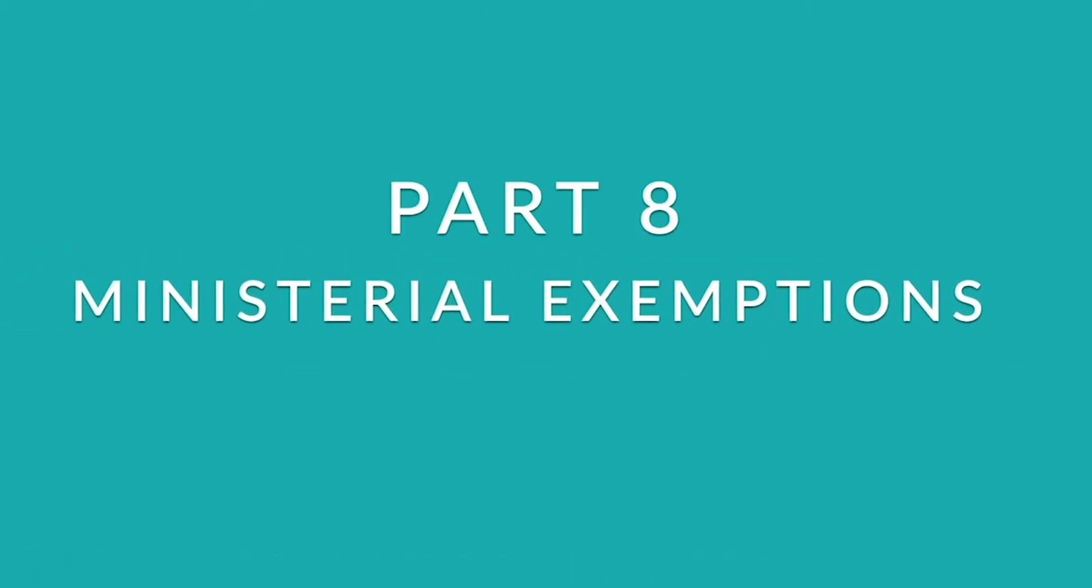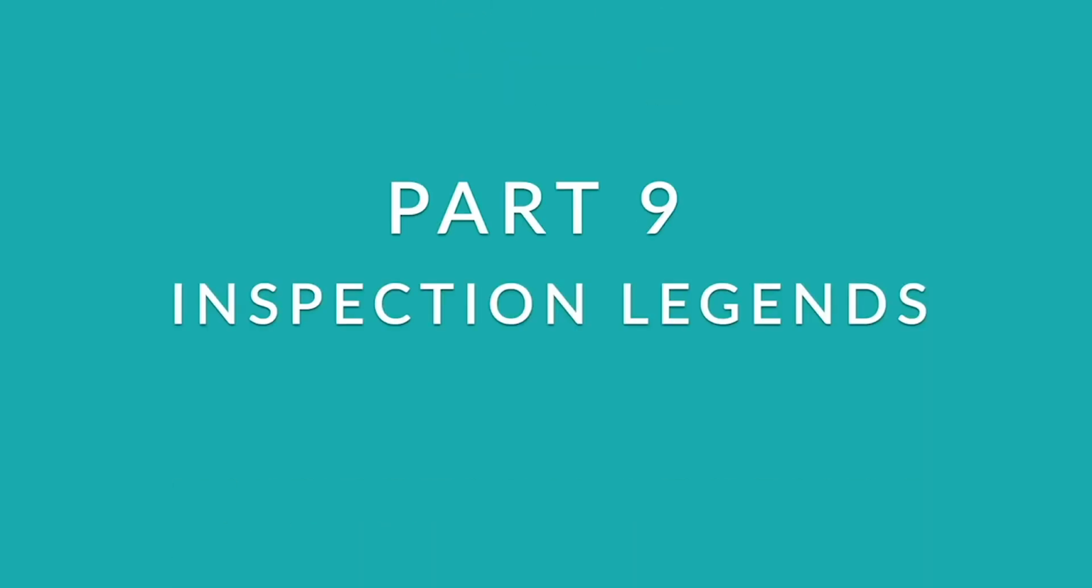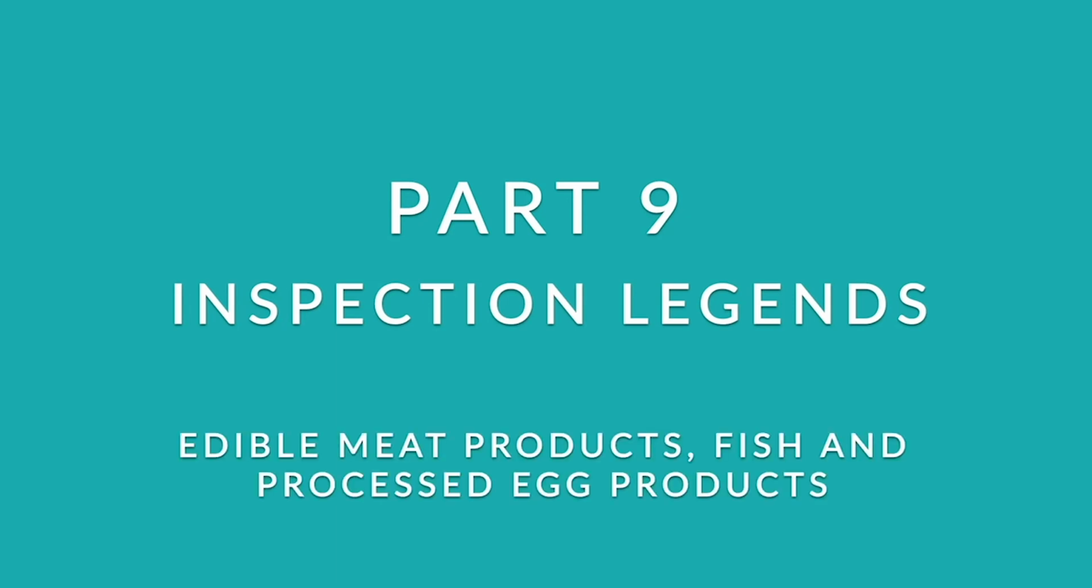Part 8, ministerial exemptions. This part outlines the conditions for obtaining an exemption to some requirements of the SFCA or SFCR. Part 9 outlines inspection legends. This part sets out the conditions for applying and using inspection legends in connection with edible meat products, fish, and processed egg products. Part 10, packaging. This section covers the requirements for food packages.